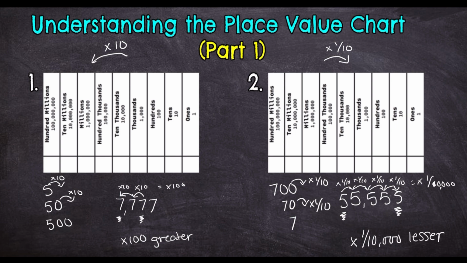So, when you are moving to the left of a place value chart, you are increasing by 10. When you are moving to the right of a place value chart, you are decreasing by 1/10. That is our part 1 of our understanding the place value chart.